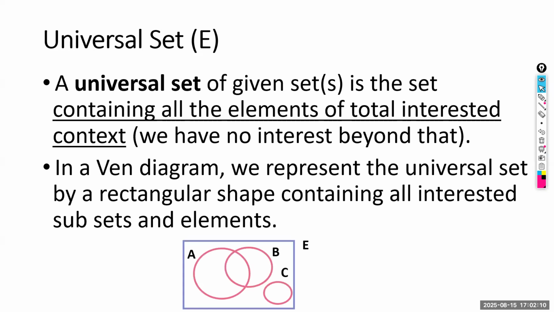So what is universal set? Again, a lot of students give wrong answers, incomplete answers. For a lot of students, universal set is set containing all elements, which is utter lie. Utter lie. Universal set is not set of all the elements.